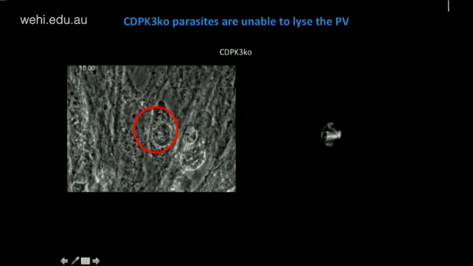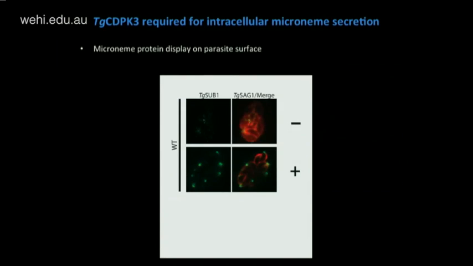So this is a really nice piece of evidence showing that CDPK3 was acting on both motility, the parasites don't move when you stimulate egress, and they also can't release their micronemes. So CDPK3 is probably acting fairly high up in the calcium signaling cascade. We wanted to confirm this by looking at the display of other microneme proteins on parasites when you stimulate them.